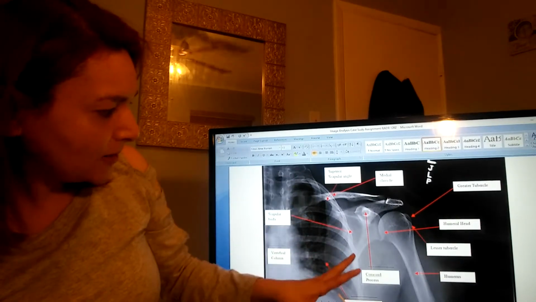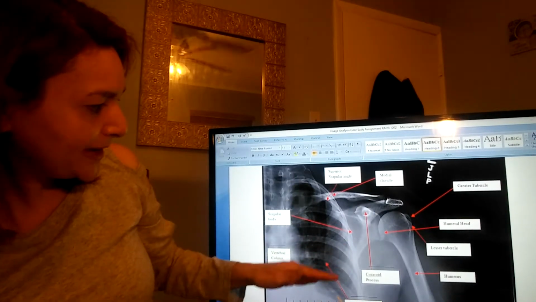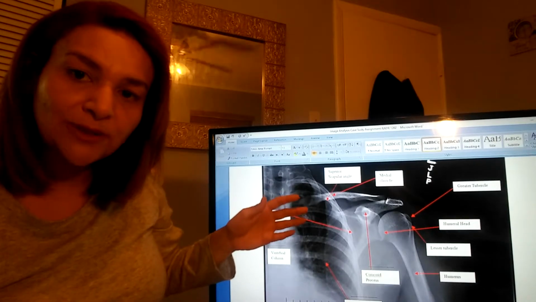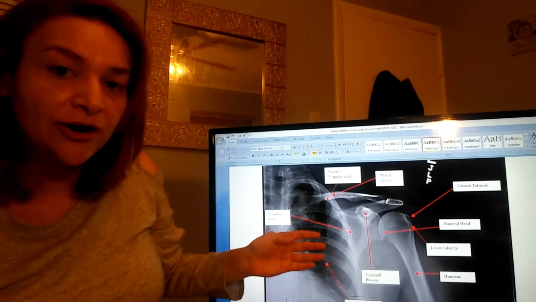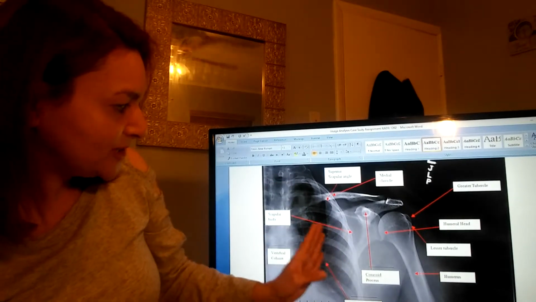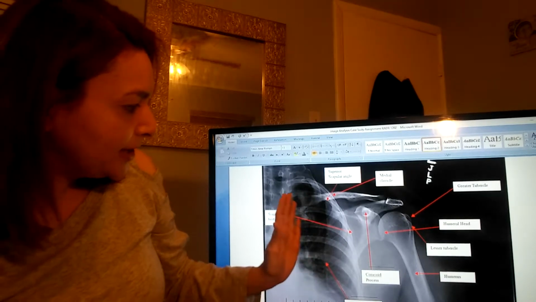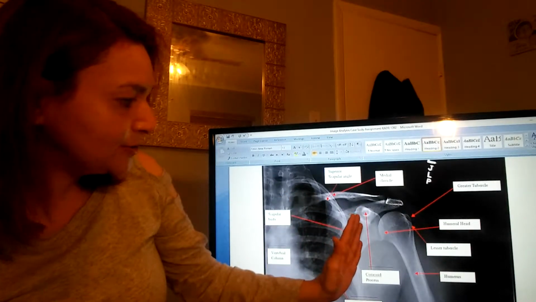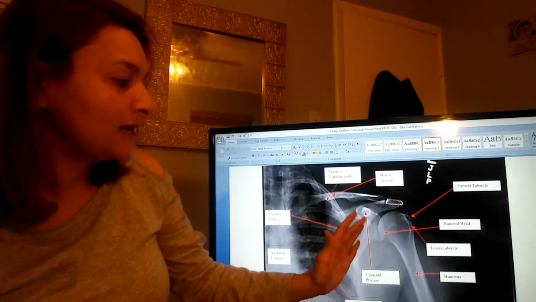Now, in order to accomplish this, you want to make sure that the patient's mid-coronal plane is parallel to your IR. You want to make sure that there's no rotation. Rotation would superimpose your scapular body completely.